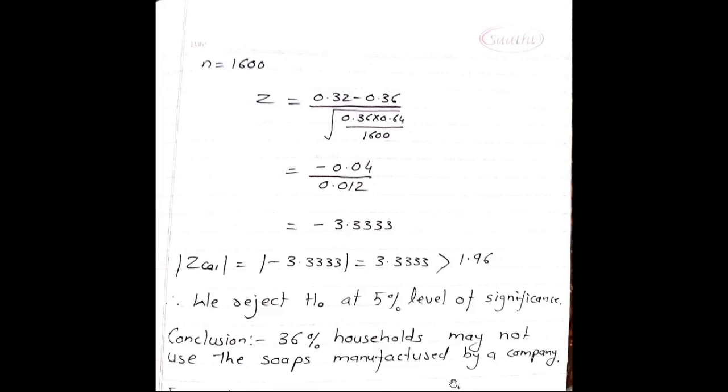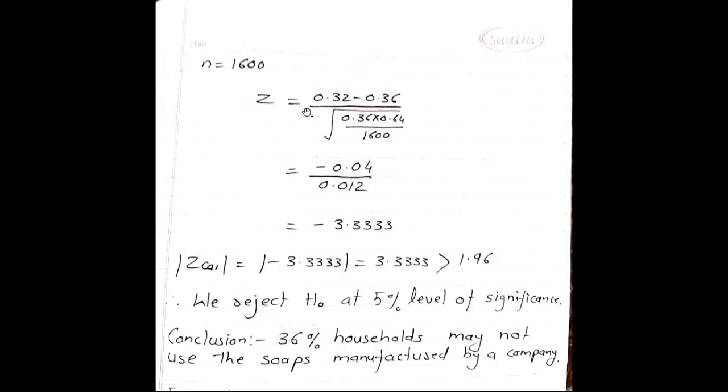So under H0, the test statistic is given by Z is equal to P minus P0 upon square root of P0 Q0 upon N, where P is equal to X upon N, which is nothing but sample proportion, which can be calculated as 512 divided by 1600. So the answer is 0.32. Claim proportion is 36%. So claim proportion is 0.36. Q naught is equal to 1 minus P naught, which is equal to 1 minus 0.36. So answer is 0.64. And N is equal to 1600.